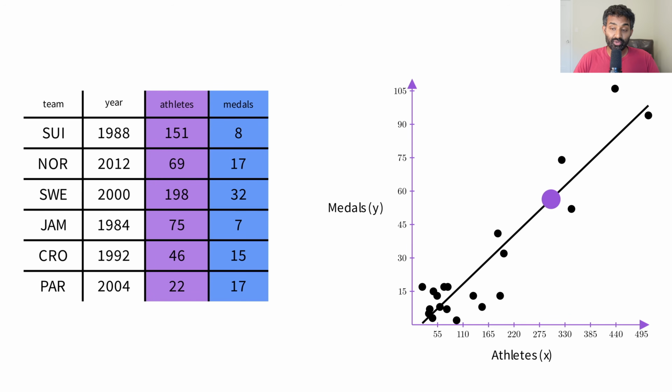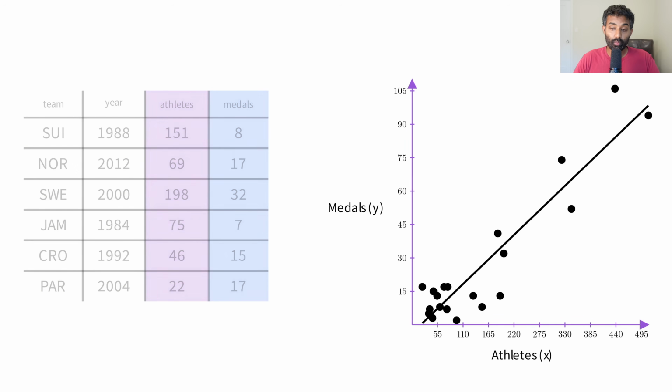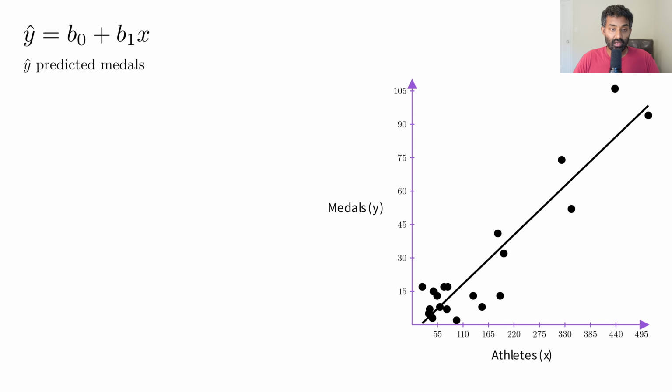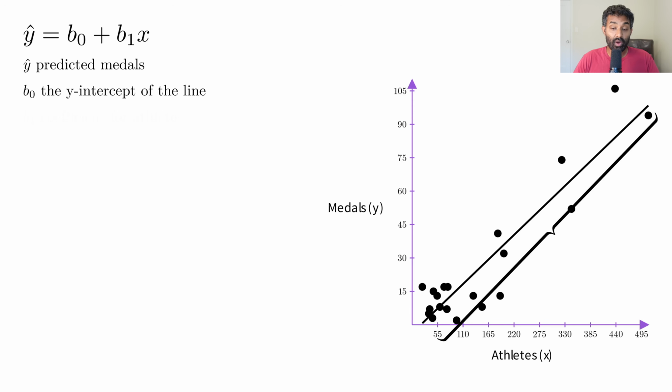Let's say we want to predict how many medals a country will win if it enters 300 athletes. We can use this formula to do so. Y hat equals B0 plus B1x. And Y hat is the predicted number of medals. B0 is the y-intercept of the line, so it's where the line will hit the y-axis. You can't actually see it on this graph, but it'll hit the y-axis a little bit below 0.